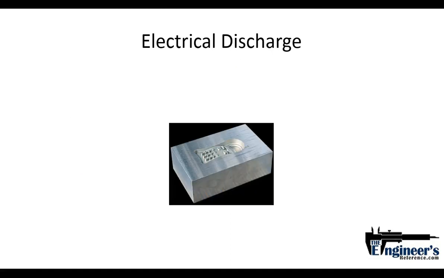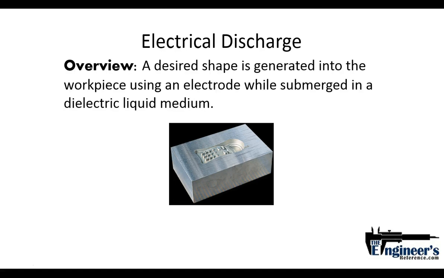Now then there's one called electrical discharge. There are two types: electrical discharge with an electrode, and electrical discharge with a wire. Often called an EDM, electrical discharge machine. As you can see in the definition, you get a desired shape generated into your workpiece using an electrode or a wire while submerged in a dielectric liquid medium. So it's basically an electrical system that literally burns your part out of metal.